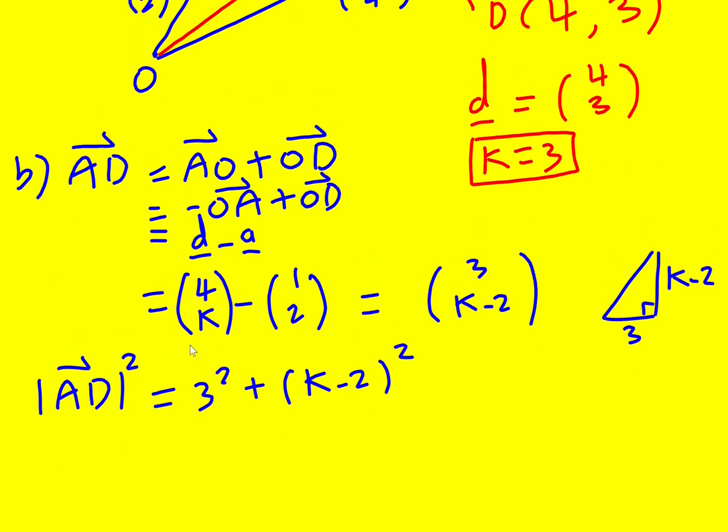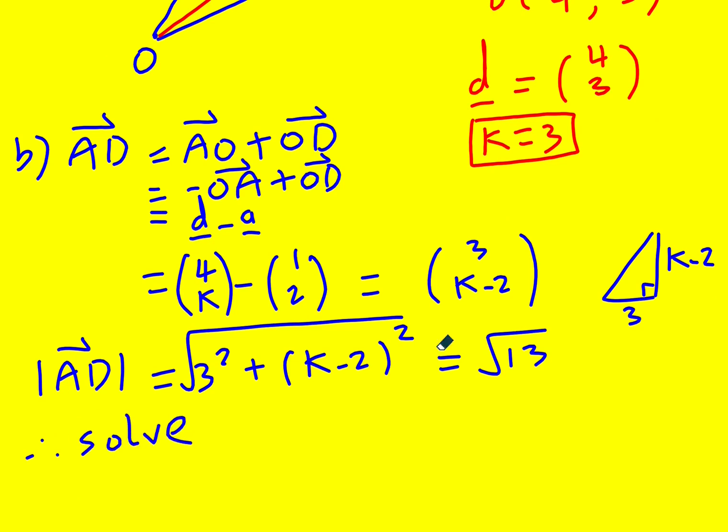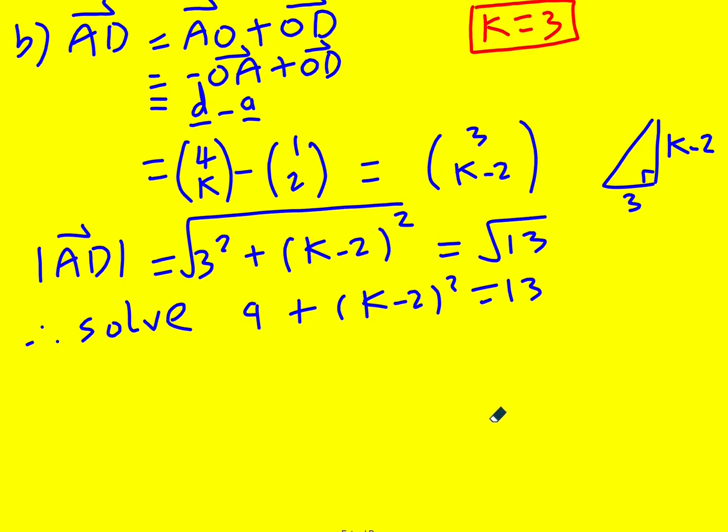But we're actually interested in the magnitude, so I need to take the square root and set it equal to root 13. So therefore I need to solve, I can actually get rid of the square root to be fair. I need to solve 9 plus k minus 2 squared equals 13. Now I could expand this quadratic out and solve it, but actually it's already in essentially completed square form. I've got the k inside a bracket squared. So k minus 2 squared is going to equal 4, and k minus 2 is then going to equal plus or minus the square root of 4, which is 2.